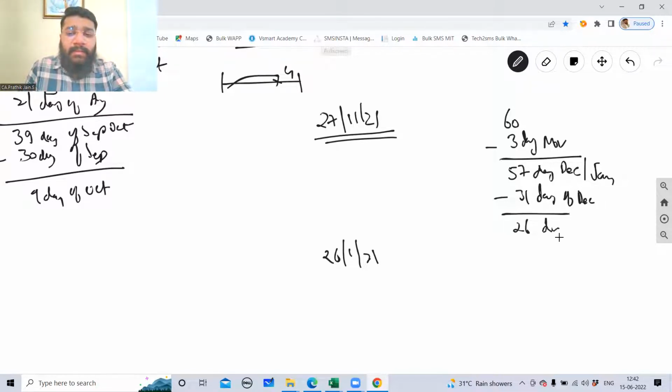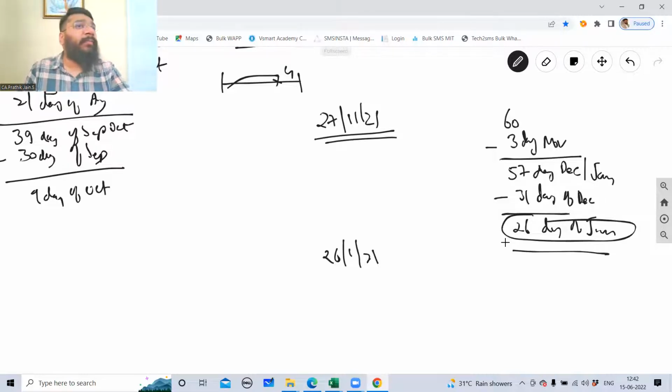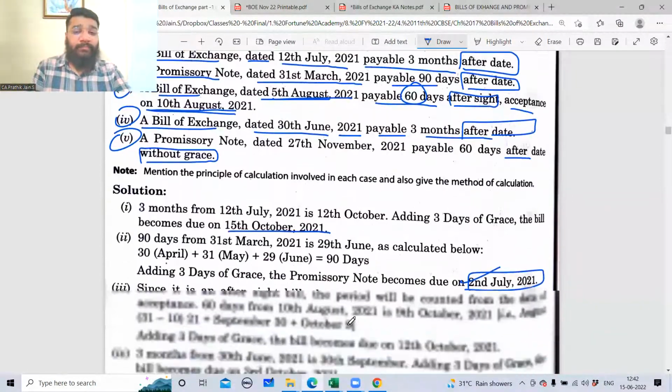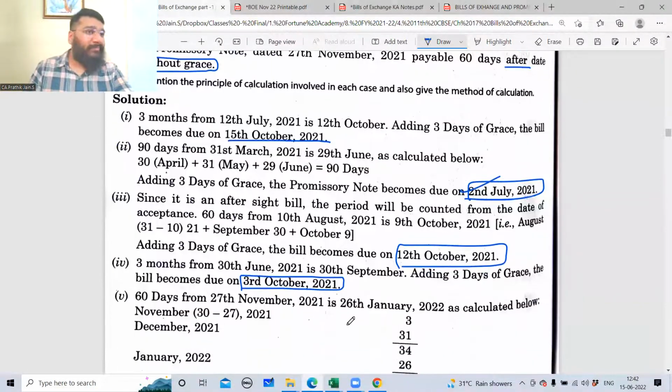26 days of Jan. And the question very clearly said that you are not going to add the grace days. So therefore, 26th day of Jan is your Republic Day. So if your due date or the maturity date falls here, actually speaking, it is only after adding 3 grace days.